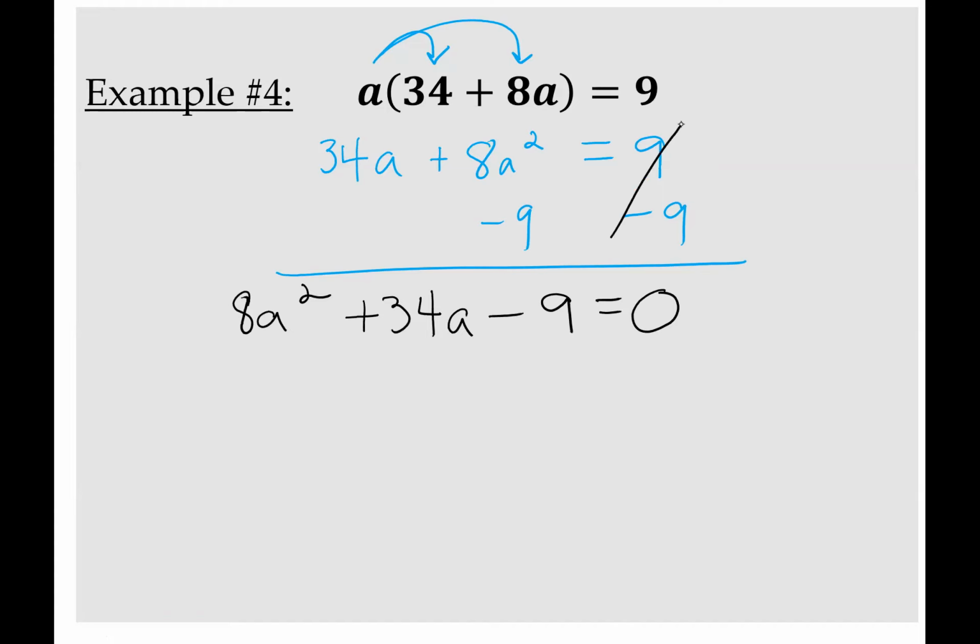Okay, so we have a trinomial. Our leading coefficient is 8. I'm looking at the 3 terms, 8a squared plus 34a minus 9. There's no greatest common factor here, so I need to just deal with the 8 being there.